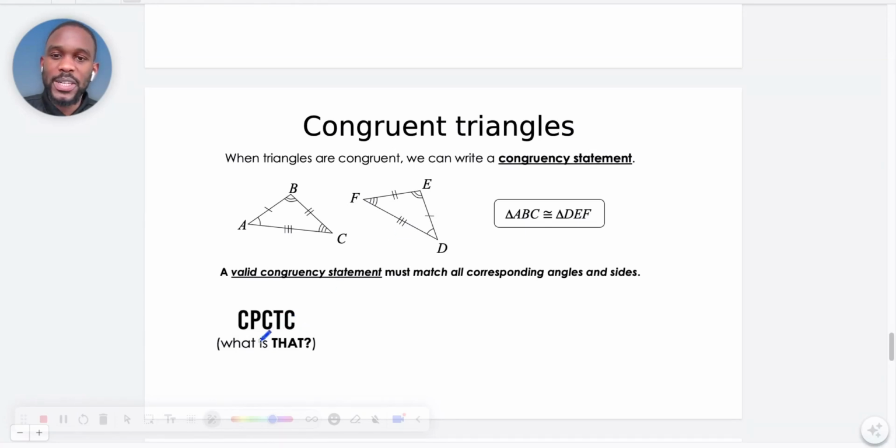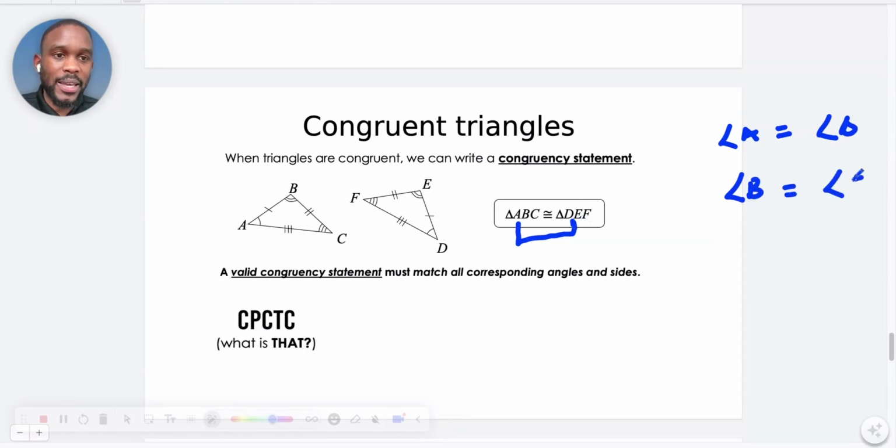What are corresponding parts? Let's go step by step. You see the first letter in our congruency statement matches with the first letter there. So angle A is equal to angle D. If we are looking at angles, angle A, being my first letter here, is equal to angle D, which is my first letter in this triangle. Let's go to the second letter. Angle B is equal to, what is the second letter here? Angle E. And then the third, angle C is equal to angle F.